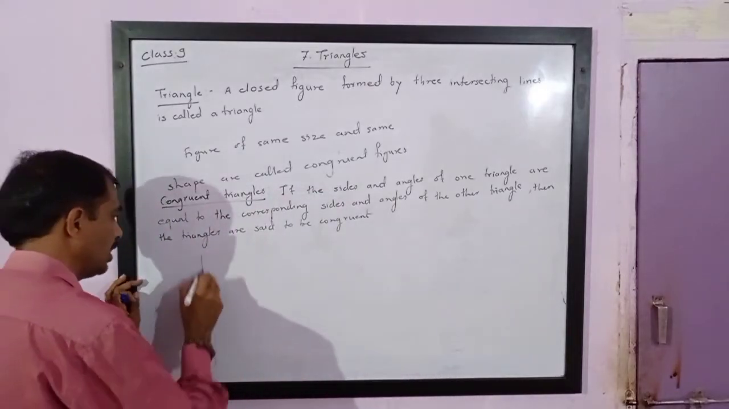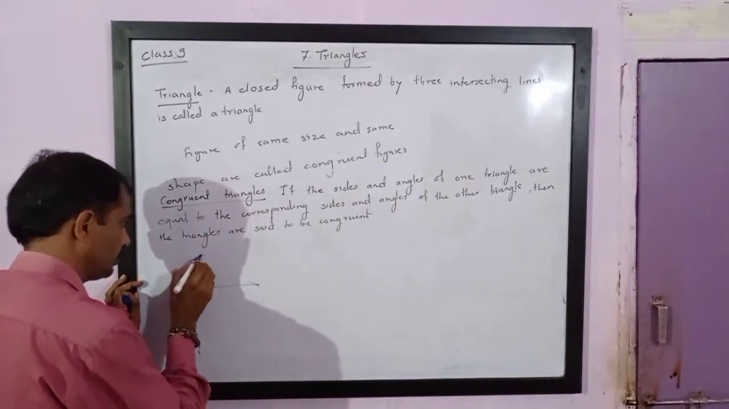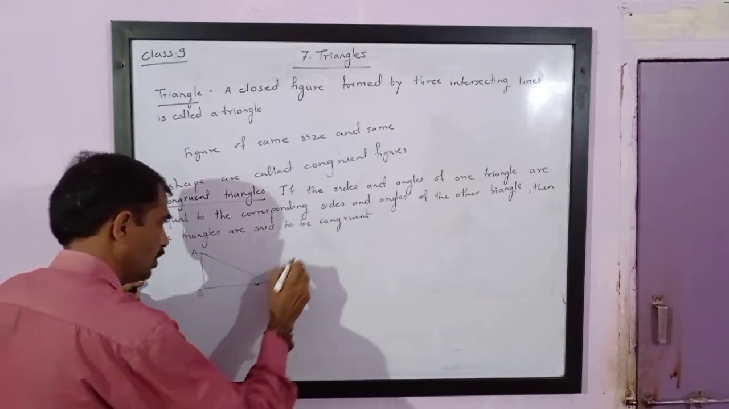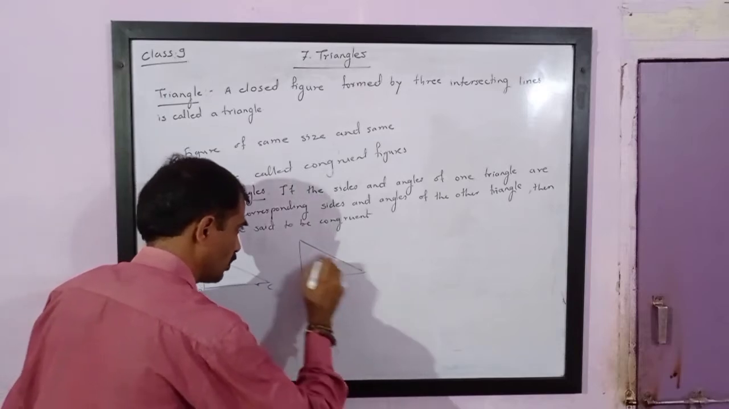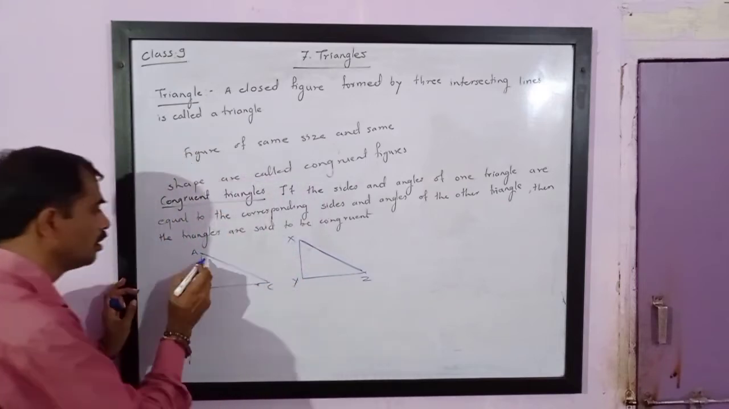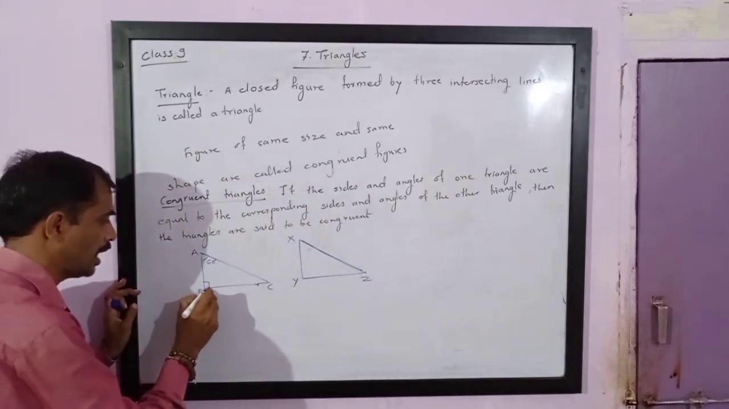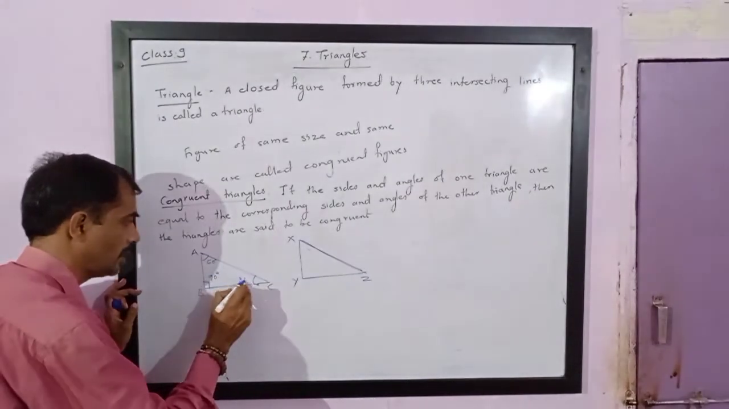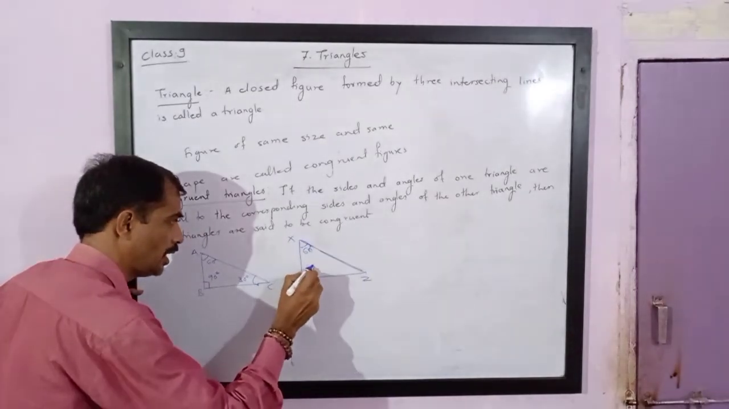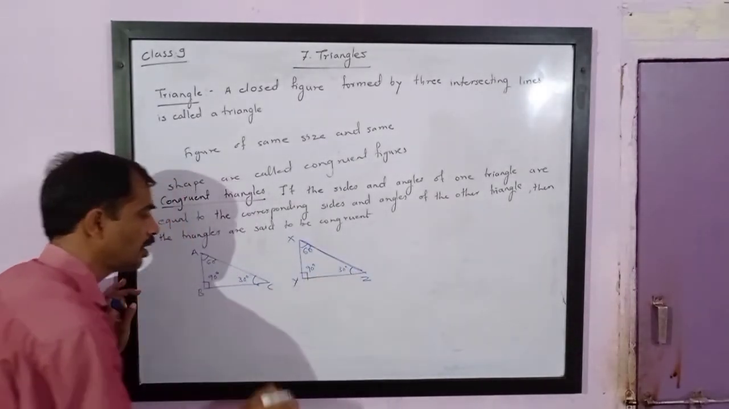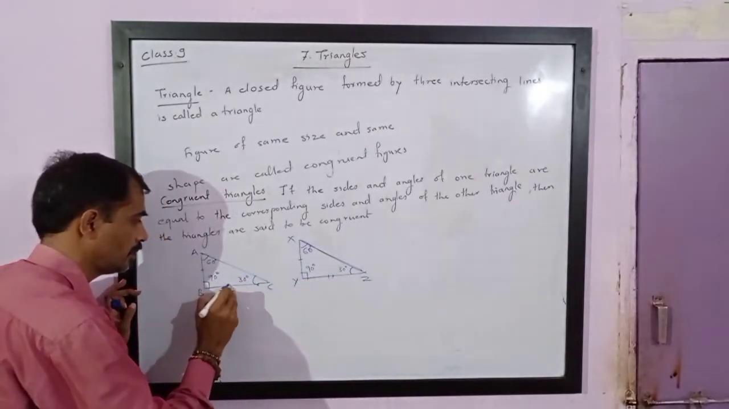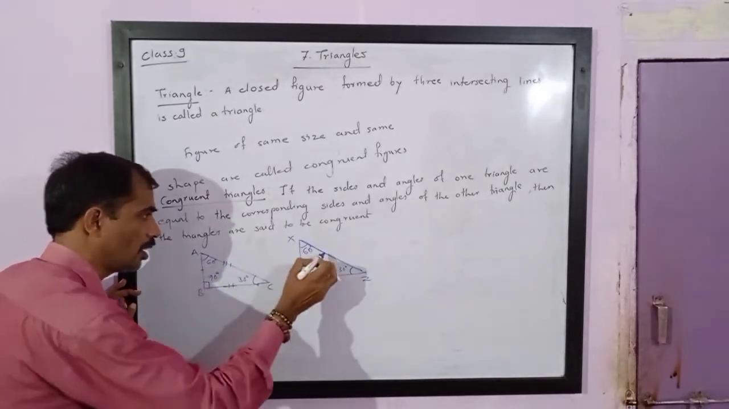So we will consider a triangle ABC. This is triangle ABC, and we will consider another triangle XYZ. Now this angle is 60 degrees, this angle is 90 degrees, and the other angle is 30 degrees. In this figure also, one angle is 60 degrees, one angle is 90 degrees, and the other is 30 degrees. Now this side is congruent to this side, and this side is congruent to this side.